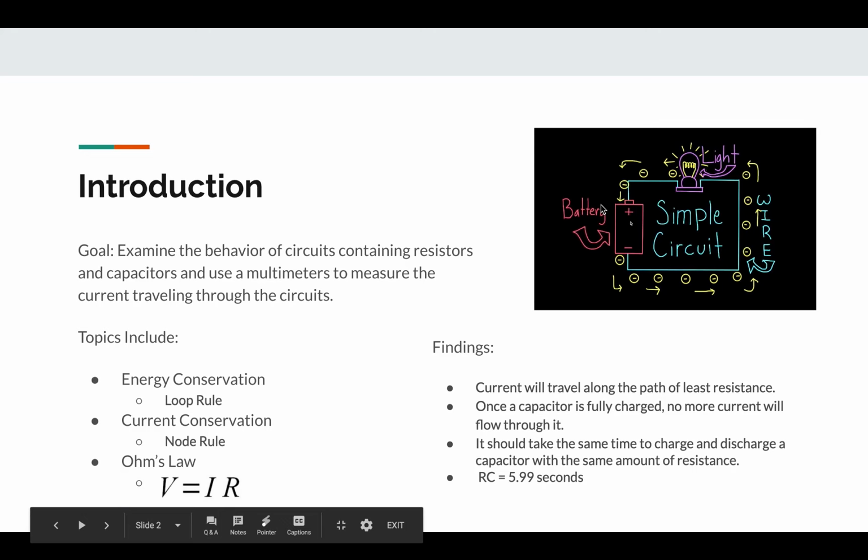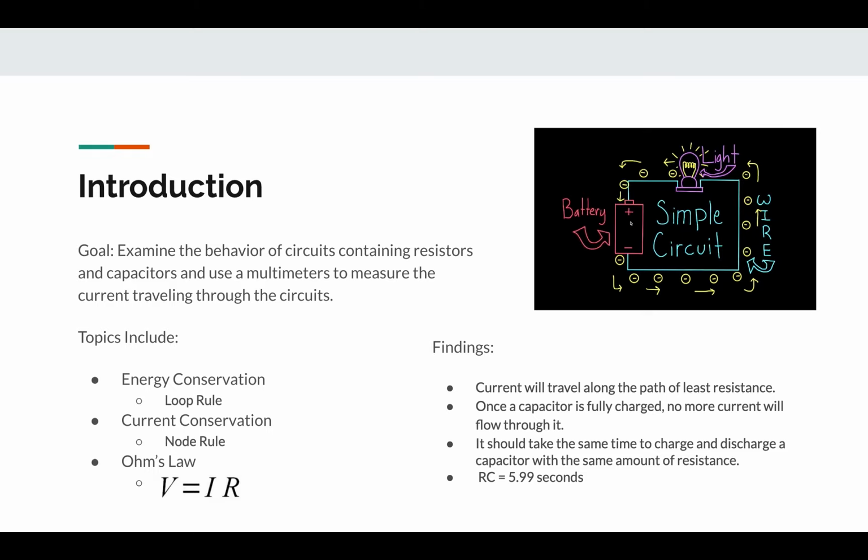I'm Emma Heller. The goal of this lab was to predict circuit behavior and measure potential differences in the circuit with voltmeters and measure current with ammeters.